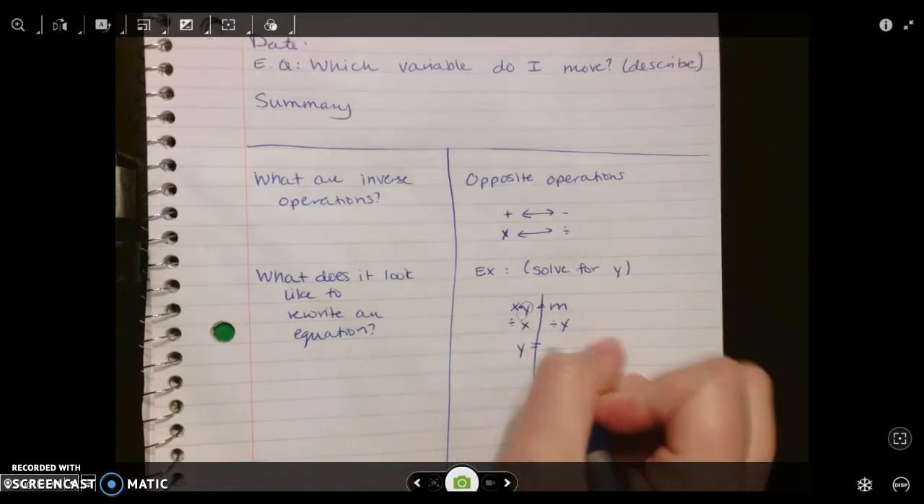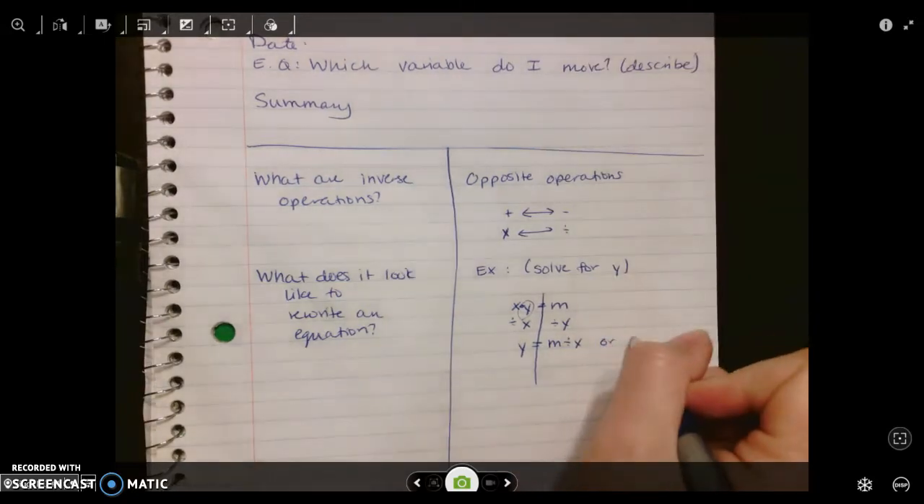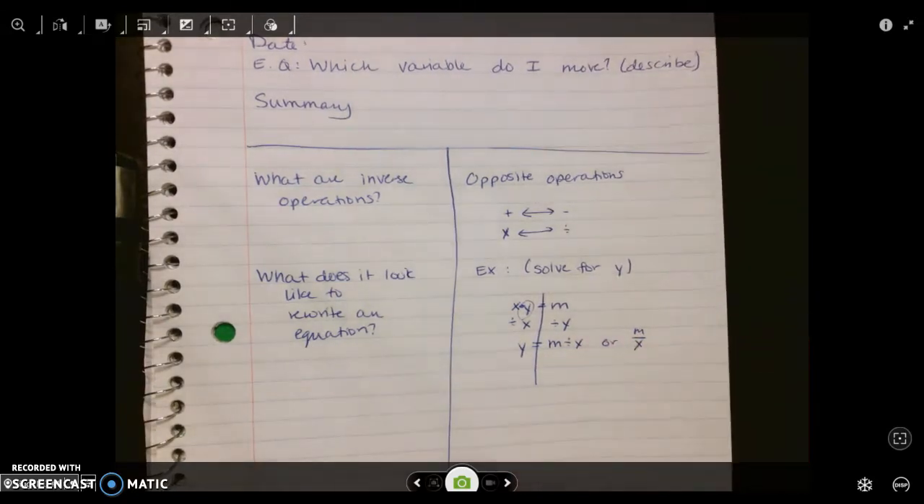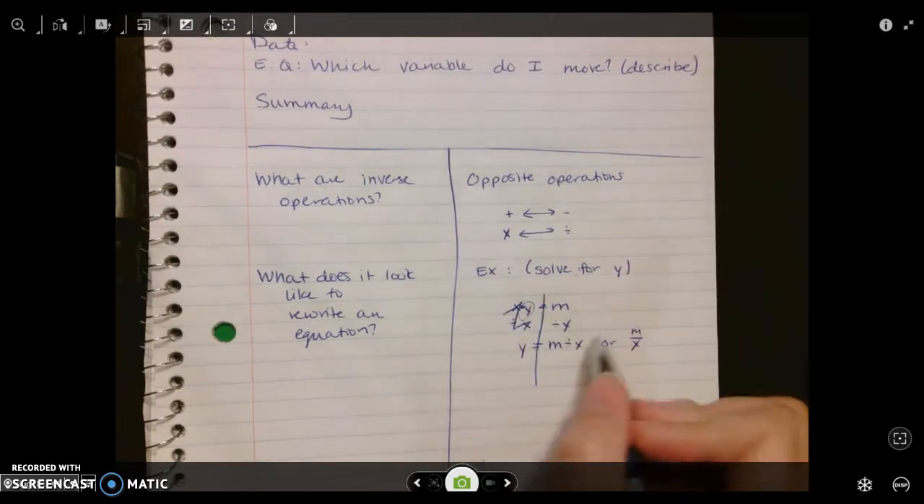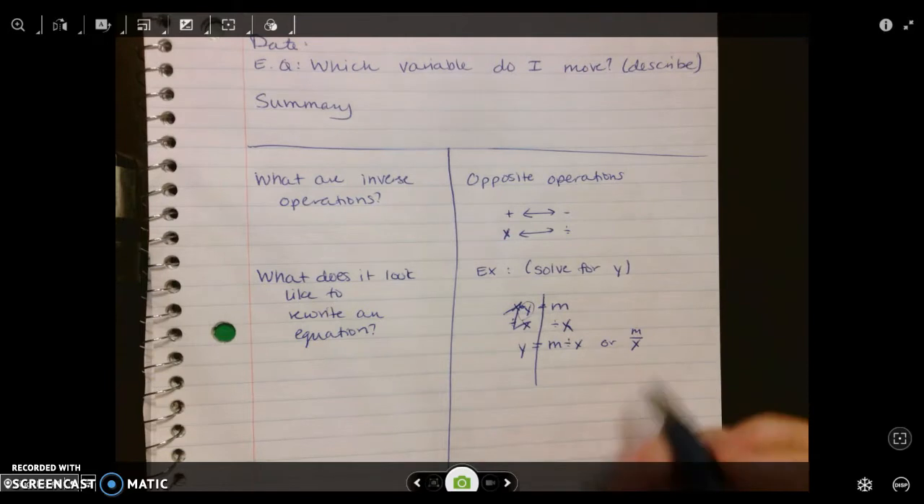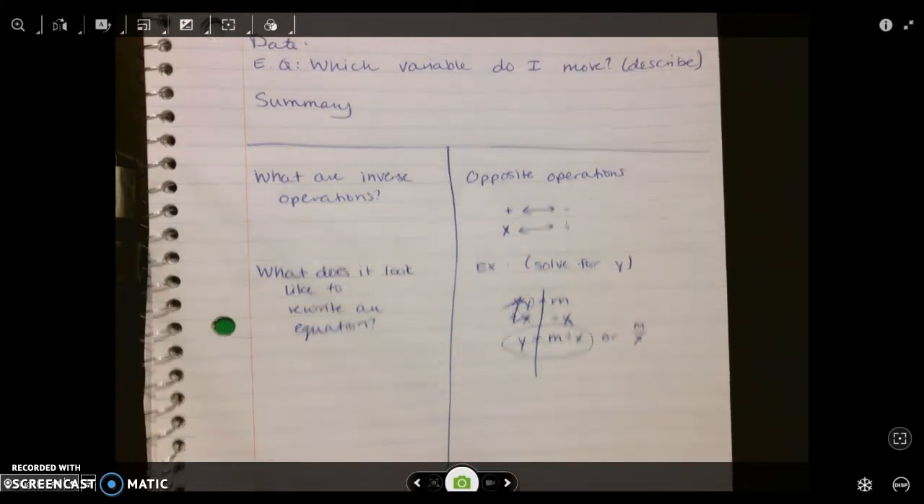So then y equals m divided by x. Or you could write it as m over x like that. And remember, these would zero out, and there you go. So you would have y by itself, y has been solved.